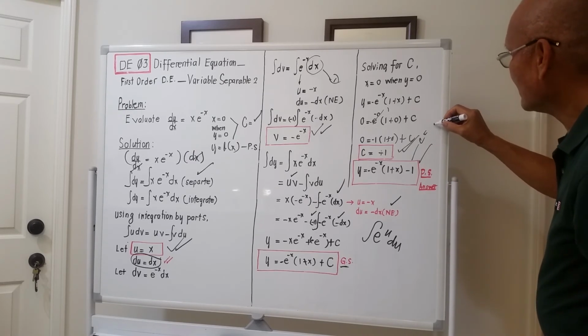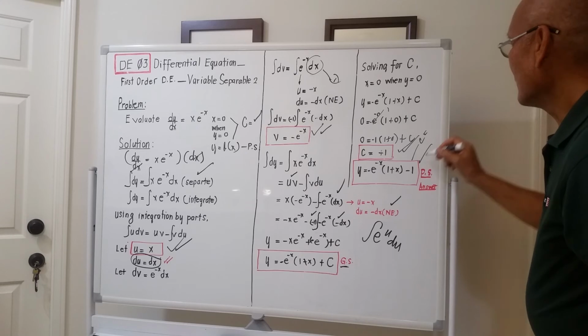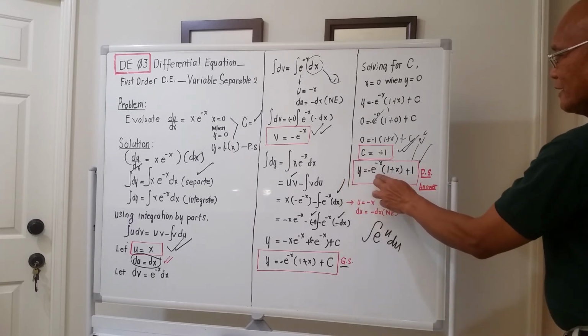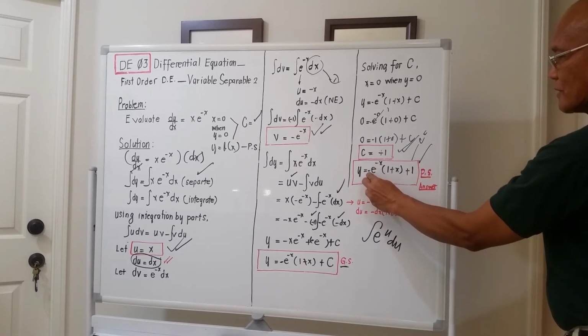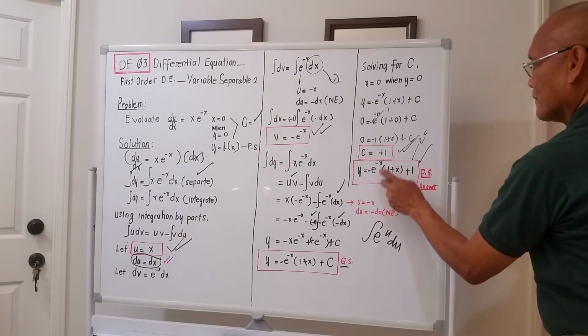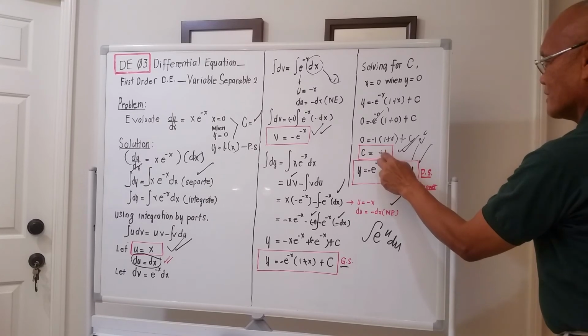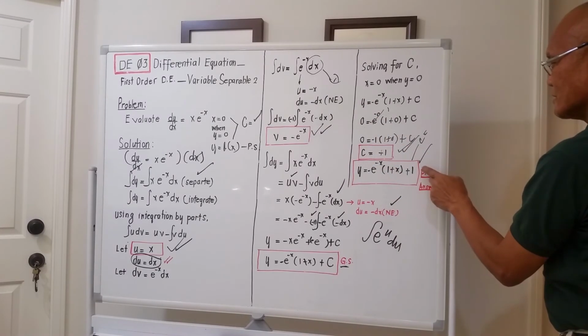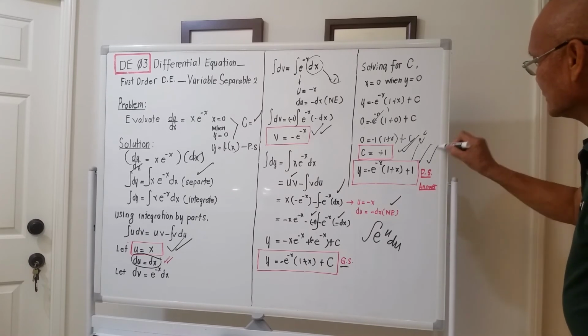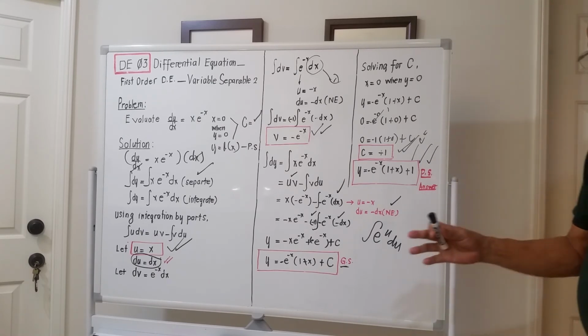Is it minus 1? Oh, plus 1. Okay, the final answer will be y equals negative e to the negative x, which should be preceded by the negative sign, we are just following this, times the quantity 1 plus x plus c. But the value of c is plus 1, so this is plus 1. That is the particular solution. As simple as that one.